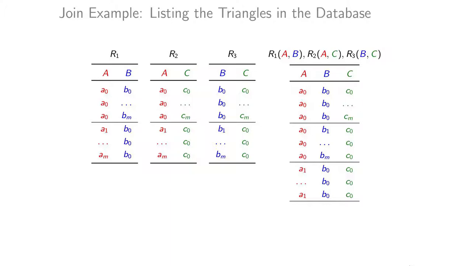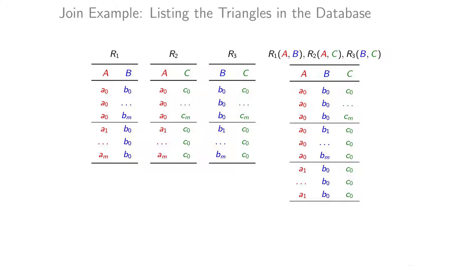In one partition, A1 appears very many times. We will see later we call this a heavy value. And in the other partition, B0 appears very many times. So B0 is heavy. And similarly for R2, A0 appears very many times with C's, and then C0 appears very many times with A's. And similarly for R3.